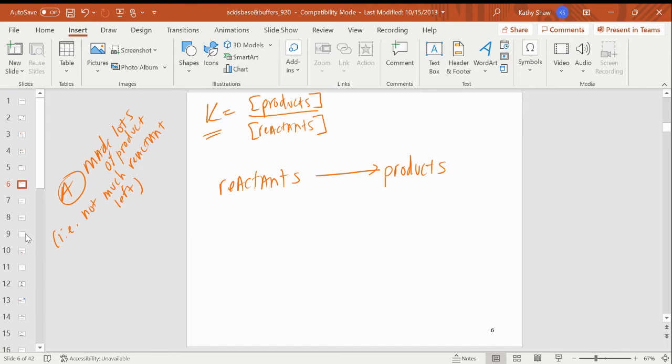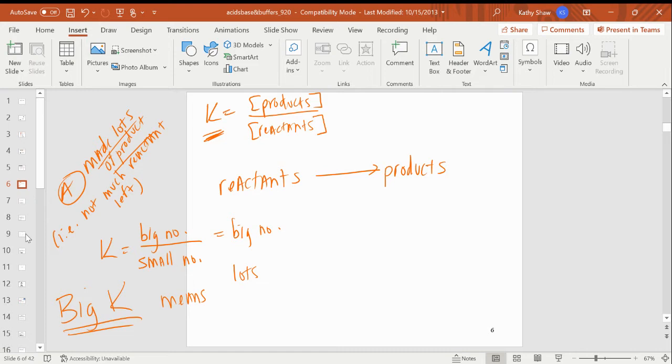So in that case, my K, which don't forget is products over reactants, is going to be a big number because I have lots of product over a small number because I don't have much reactant left. So big number over a small number is going to be a big number. So what that means then is a big K, big equilibrium constant, means I have lots of reaction progress. That's the term or the way you're going to see it. Lots of reaction progress. I made lots of product is another way of saying it.